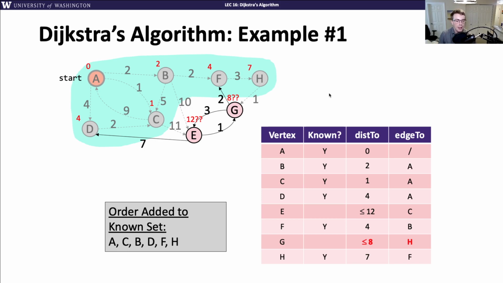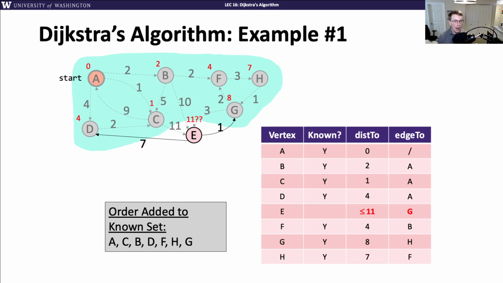Okay, now we keep continuing. We add H to our known set because that was the closest node. We now update G to have potential distance 8. Now G is the node that gets added to the known set on the next iteration of Dijkstra's algorithm. And now we update all of its neighbors. The only neighbor of it that is not known is E. What's the cost to get from G to E? That's 3. And what's the cost to get to G? That's 8. That's 11, and 11 beats our current proposed shortest path of 12. So we update E to have distance 11 and an edge to G.